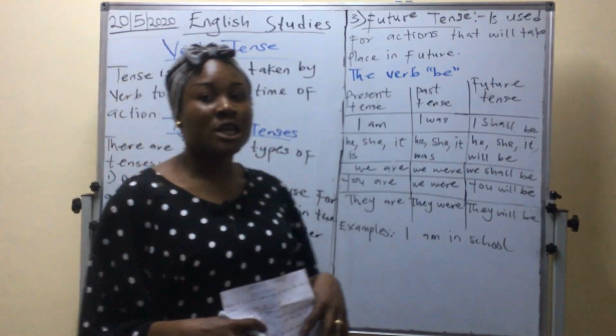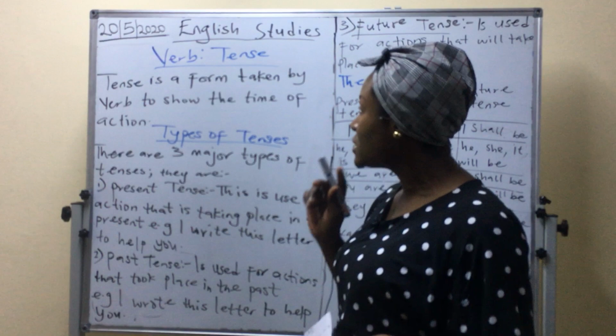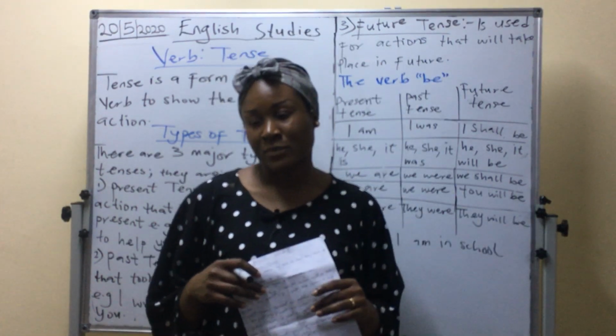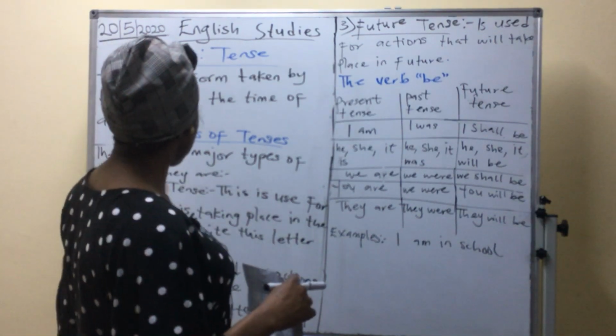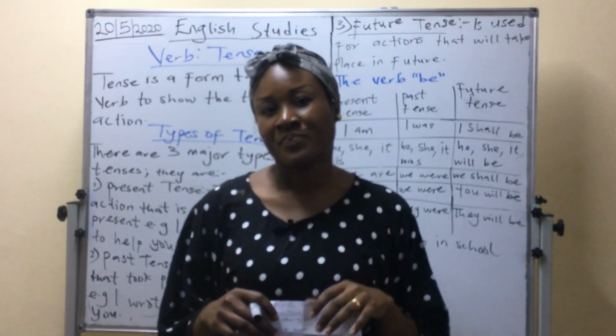Going to be teaching English. The last time we did home economics, now we're teaching English for grade 5. And today we're going to talk about tenses. Tense is also a part of verb. And we can define tense as a form taken by verb to show the time of action.